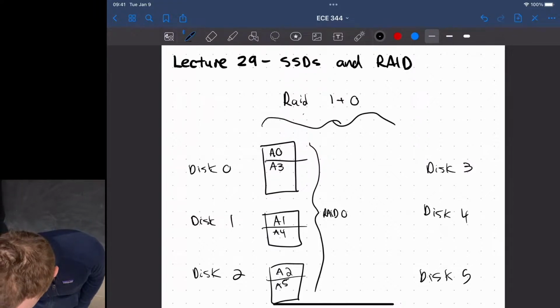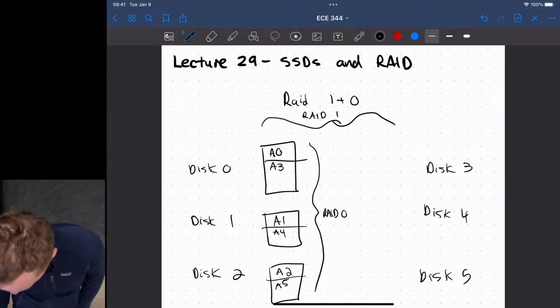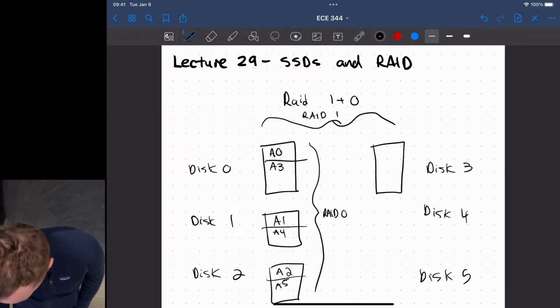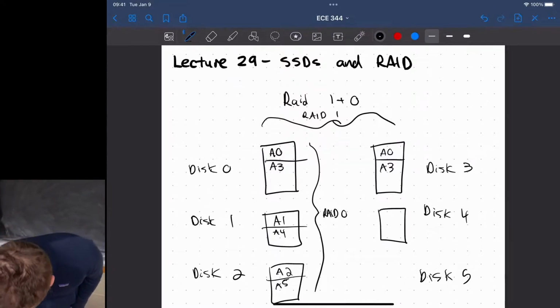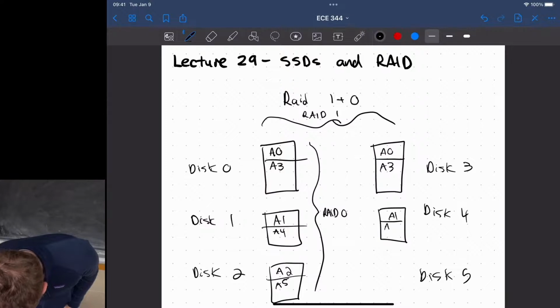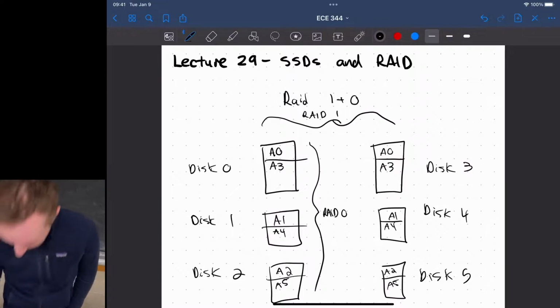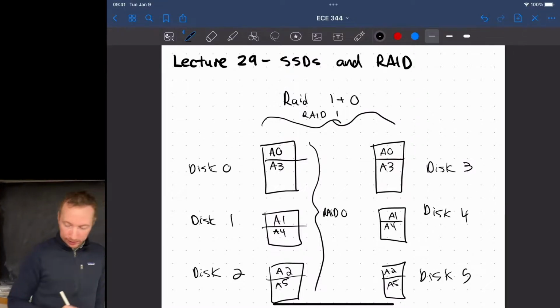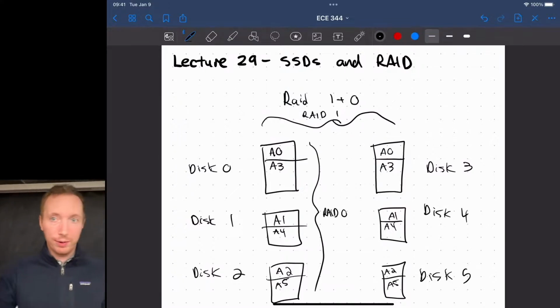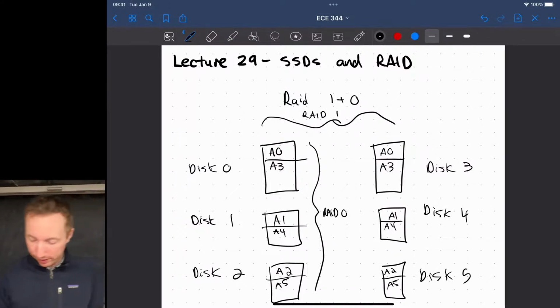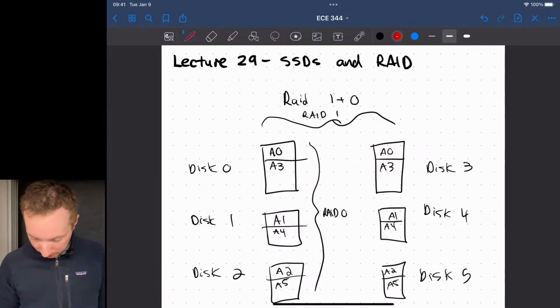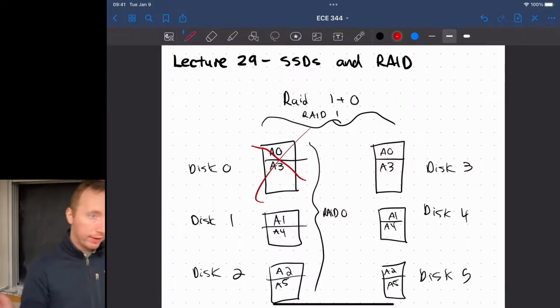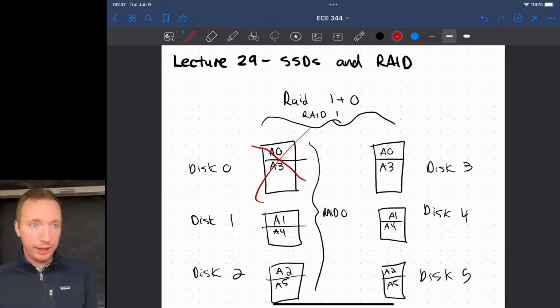So in this dimension, it's kind of like a RAID 1. Disk 3 is an exact copy of disk 0. Disk 1 is an exact copy of disk 4. And then disk 5 is an exact copy of disk 2. That way, I get pretty good performance, and also if one of the disks dies, say disk 0 dies, the cost of recreating it is going to be much faster because there's no calculations involved.